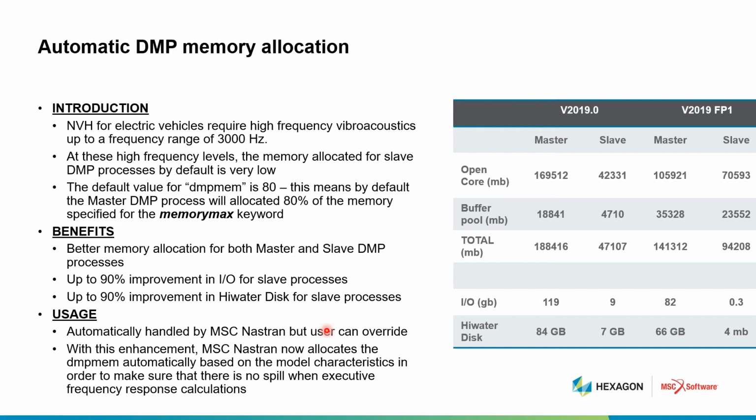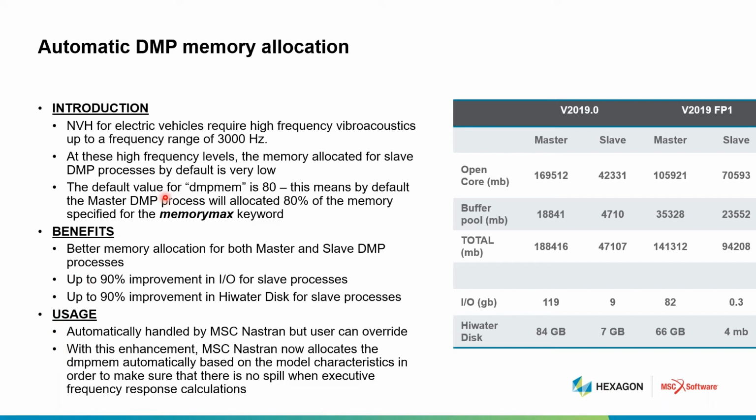The benefits of this are better memory allocation for both master and slave DMP processes, a 90% improvement in IO for slave processes, and a 90% improvement for high water disk for slave processes as well. And again, this is automatically allocated by MSC Nastran, so no user input is required. With this announcement, MSC Nastran now allocates the DMP mem automatically based on the model characteristics in order to make sure that there's no failure when executing frequency response calculations. So it goes through your Nastran cards before you run the job, basically.